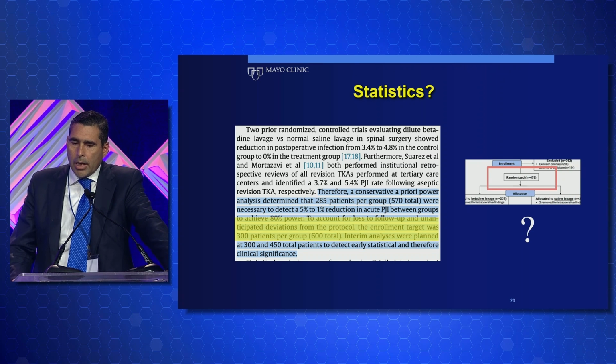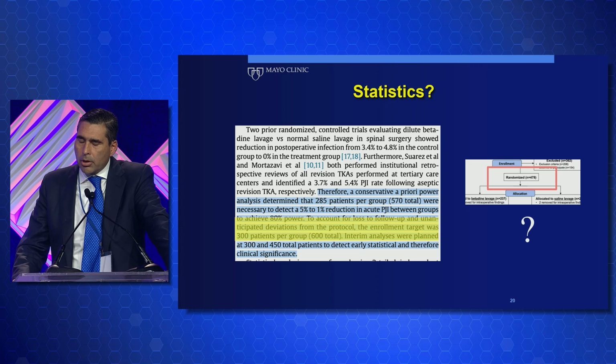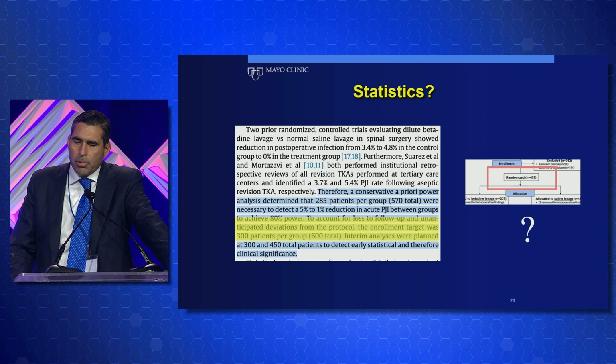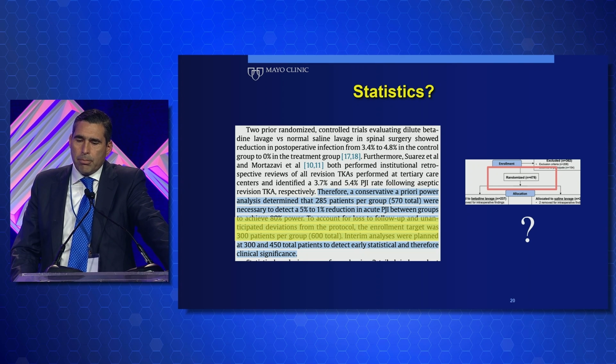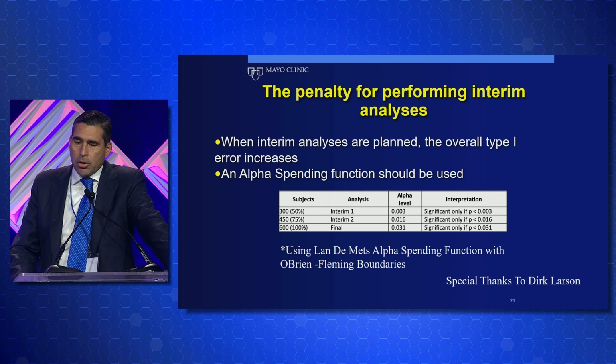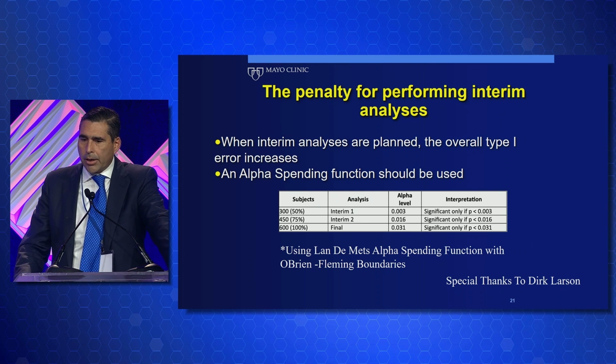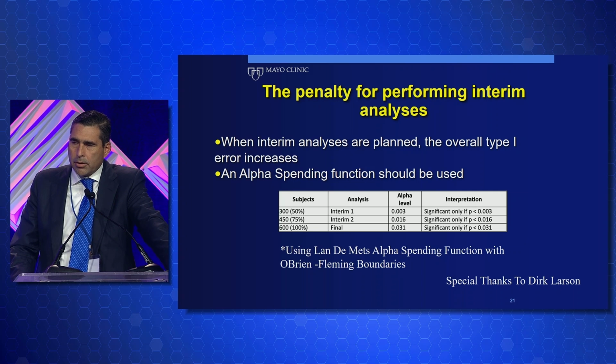Number 1, they did an a priori analysis, and they were supposed to collect 300 patients per group, but they actually randomized 478. They did an interim analysis at 300 and 450 patients. And the problem is that when you perform an interim analysis, you actually have a penalty to pay. The overall type 1 error increases, and you have to actually use an alpha spending function.